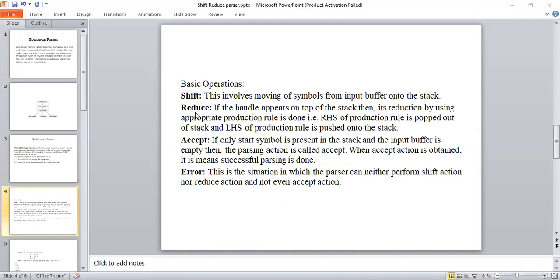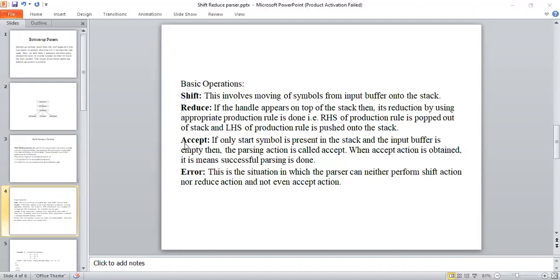And next is reduce. Reduce is replacing the RHS of a production by its LHS. So simply, if the RHS of a production is on the top of the stack, it is popped, meaning removed from the stack, and its equivalent LHS value is pushed into the stack. This is called a reduction. So this is about reduce.